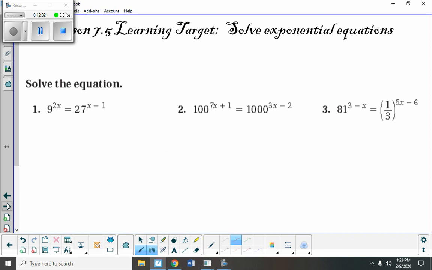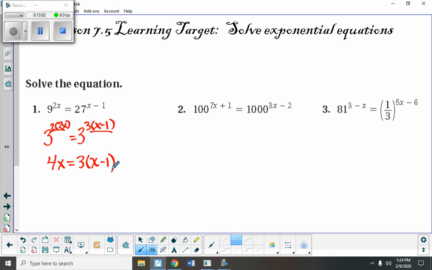And in these next examples, we're just going to find the common base. So 9 and 27, their common base would be 3. So 9 is 3 squared, and then you have 2x. 27 is 3 cubed, and then you have x minus 1. And so now we set the exponents equal to each other, so that would be 4x equals 3 times the quantity x minus 1. And then you would go ahead and solve that equation for x.